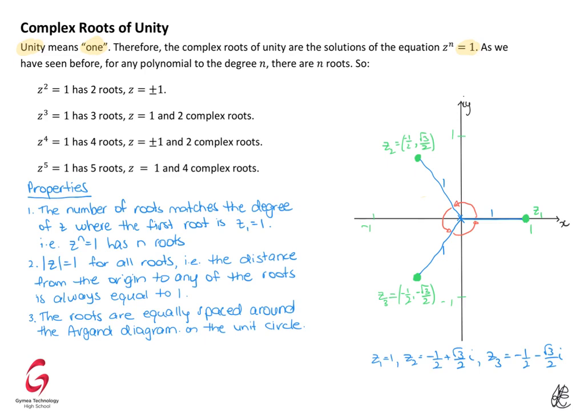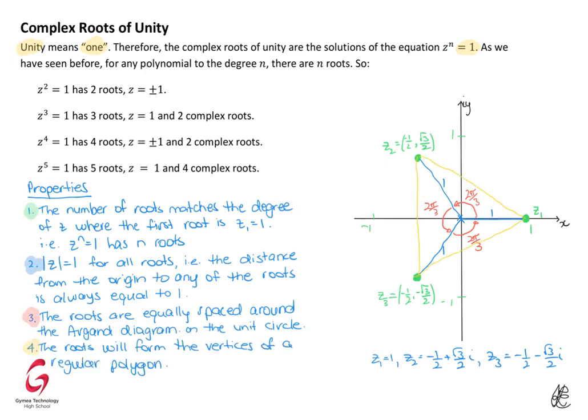The third property is that the roots will always equally space themselves around the Argand diagram, and we can see this in red here, where the distance between each of my roots appears to be about the same degrees. In fact, the roots are actually splitting the entire circle into 3 equal sections. So each of these roots is therefore a rotation of 2 pi divided by 3 radians.